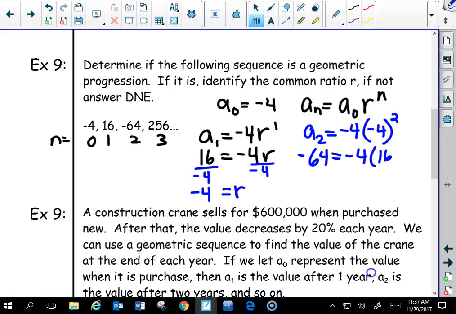-4 squared gives me 16. -4 times 16 is definitely -64. And we can be fairly confident. In my opinion, I don't have to check the last one. They're not going to give me 3 in a row. And it looks like the last one is growing by the same exponent. So our common ratio here is -4. We click yes. Okay, on to a couple of applications.